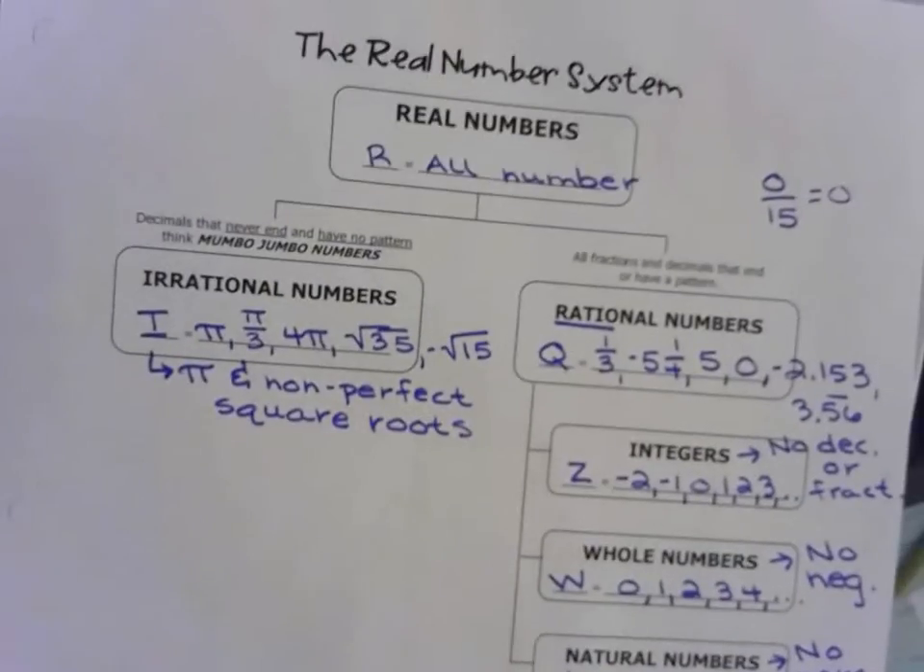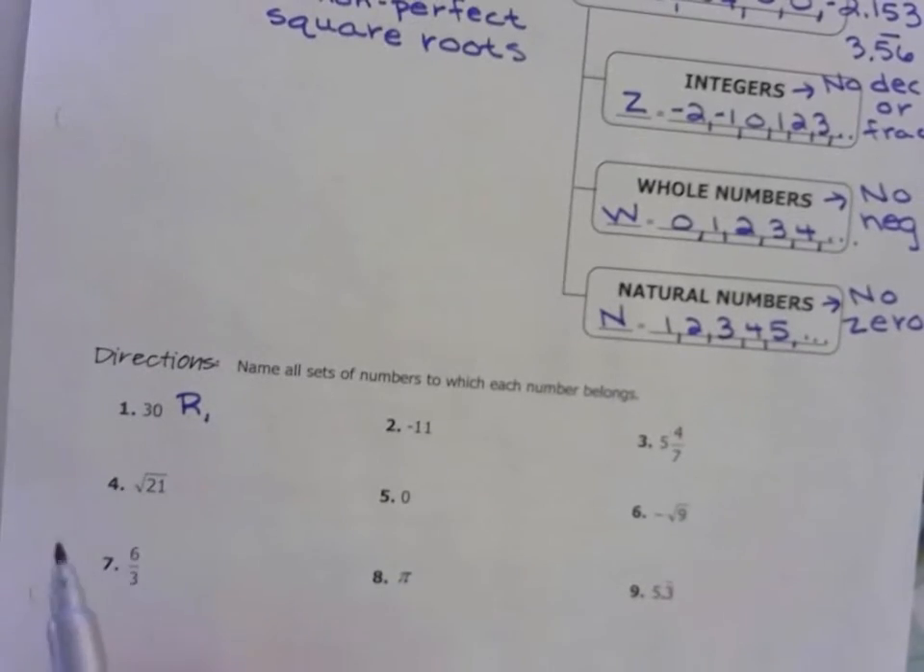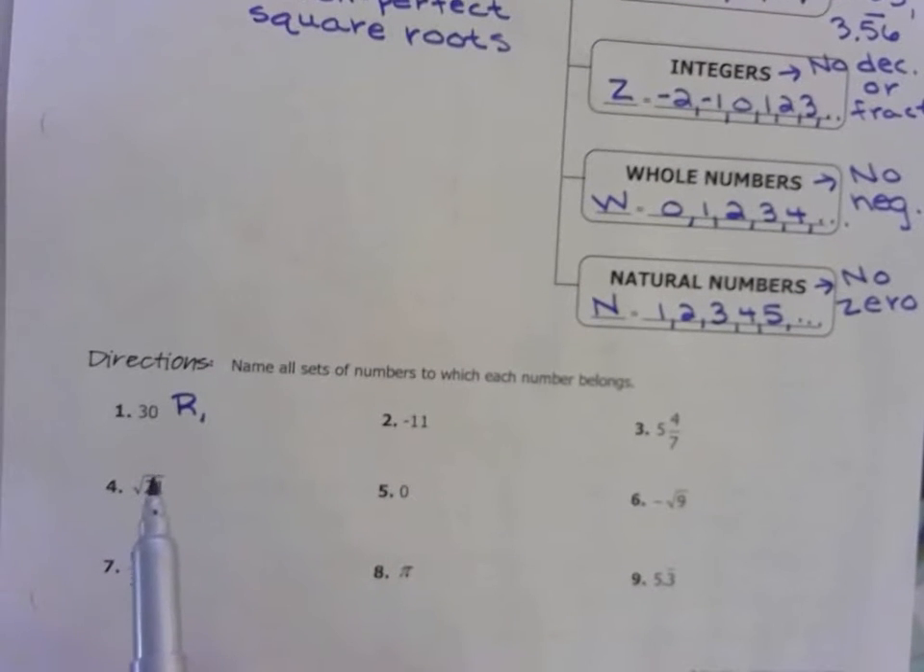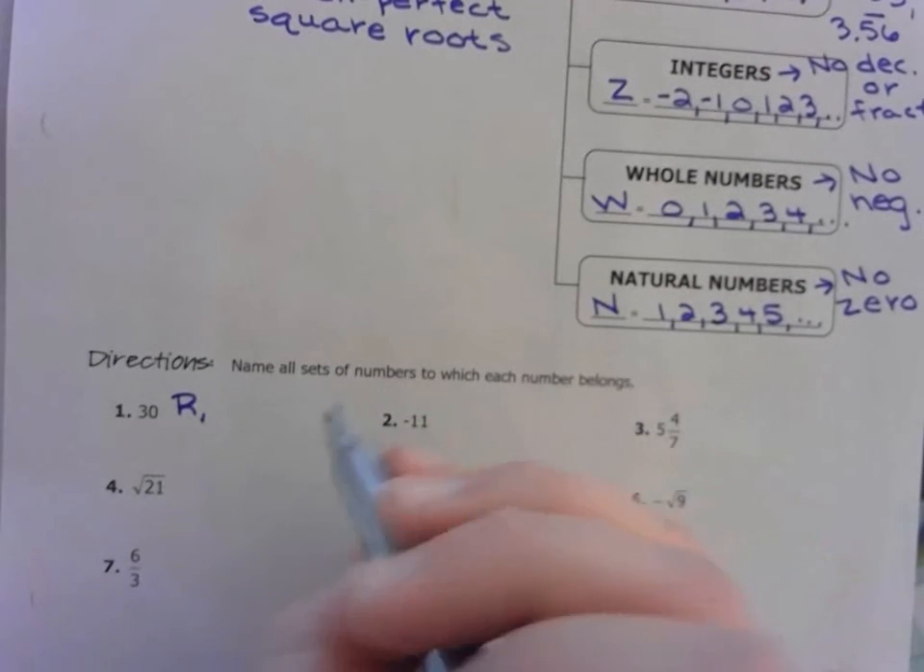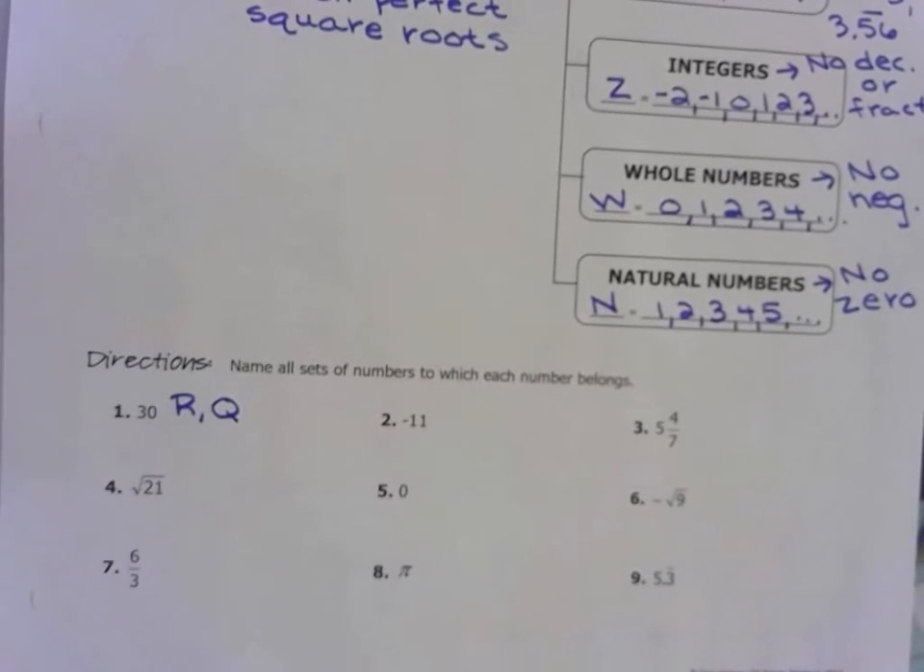So once we know it's R, every number is a real number, I have to choose between irrational or rational. Is 30 irrational or rational? Rational, because I can write it as a fraction. How can I write 30 as a fraction? 30 over 1. So it is rational, so I put a Q. So then I have to work down.